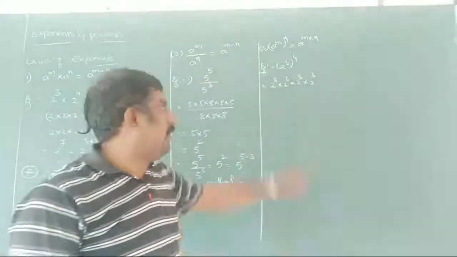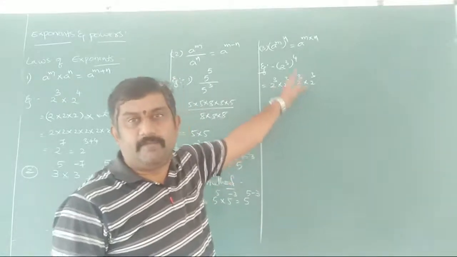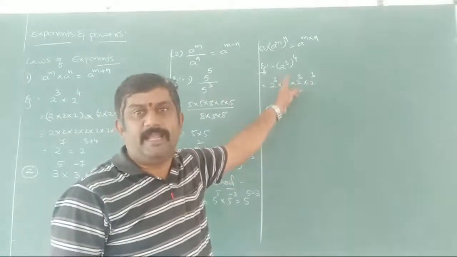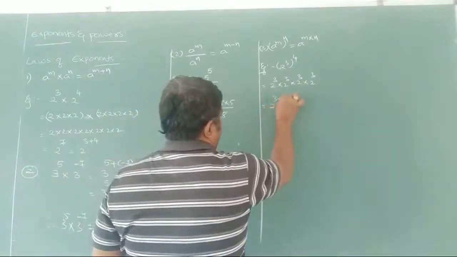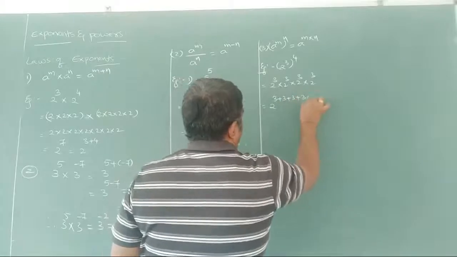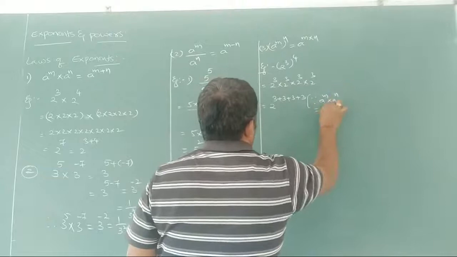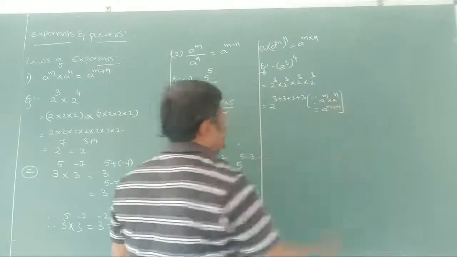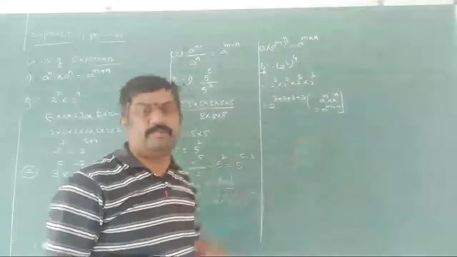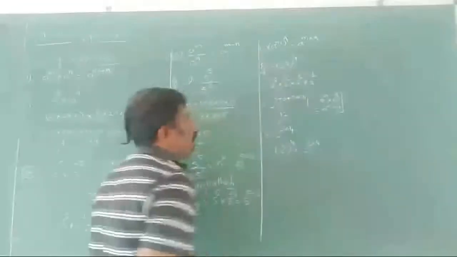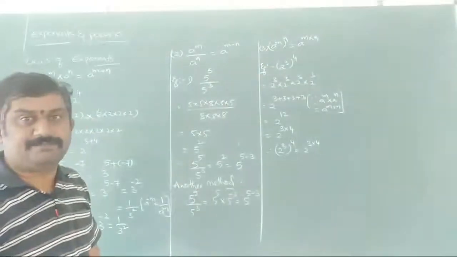Now you observe here, all the bases are equal. In a product, if all the bases are equal, then what about the powers? Exponents should be added here. So what can I write now? 2 to the power of 3 plus 3 plus 3 plus 3. According to the formula, a to the power of m into a to the power of n can be written as a to the power of m plus n. 3 into 4 also we can write. So this is the third law of exponent we have here.